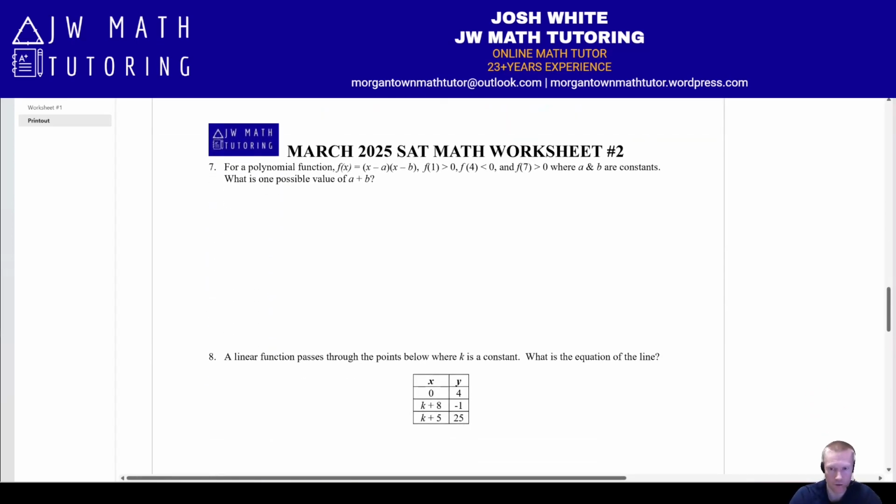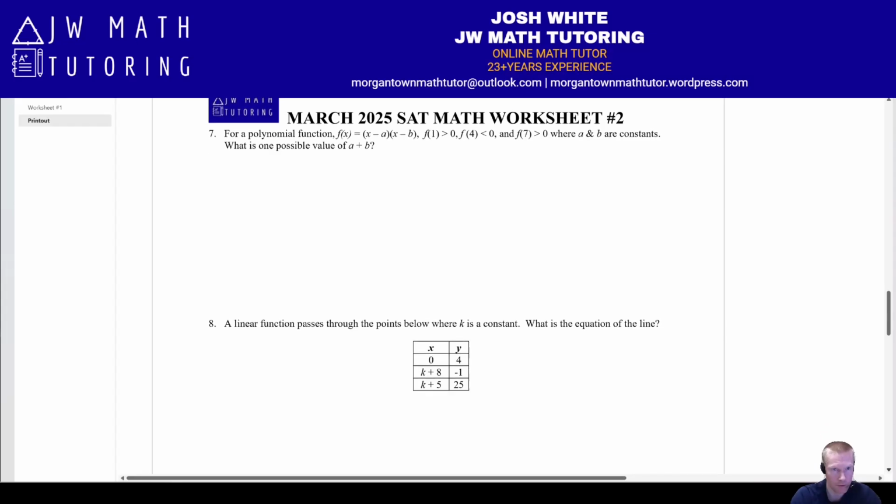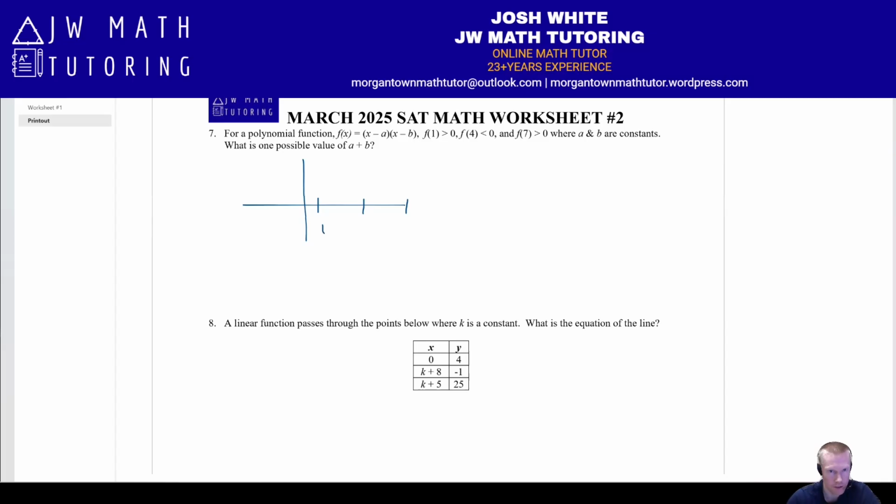All right, next, let's talk about question 7. This is a repeat question. This appeared last year, I want to say in May, possibly in June. Basically, you have a quadratic polynomial, i.e. the graph is a parabola, and you're told that when x is 1, let's say here's 1, here's 4, here's 7. So when x is 1, the value is positive. When it's 4, it's negative, and when it's 7, it is positive.